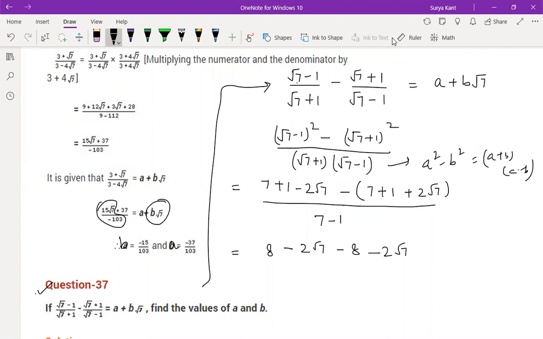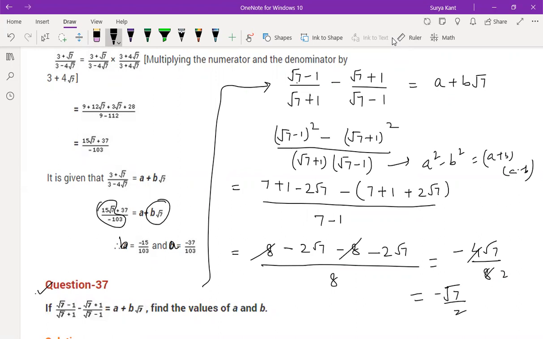All the questions we are doing the same way, right? Divide by 8. Here 8 will get cancelled, and minus 2 root 7 and minus 2 root 7 is minus 4 root 7 divided by 8. So 4 2s are 8. We are getting only minus root 7 by 2.